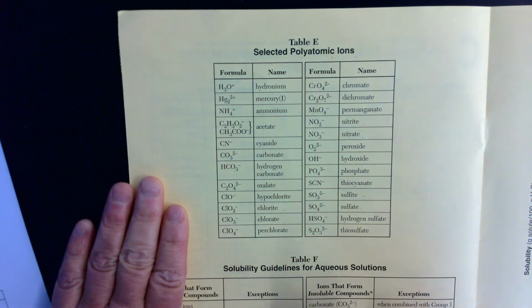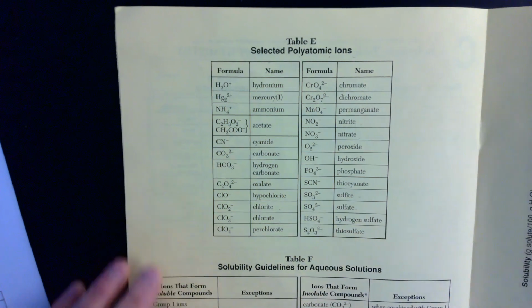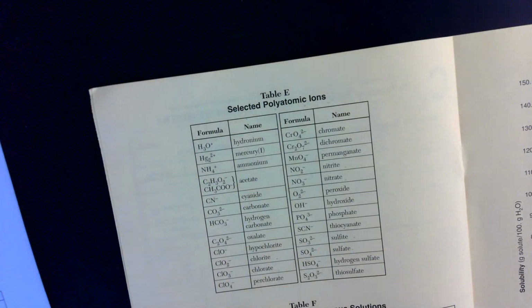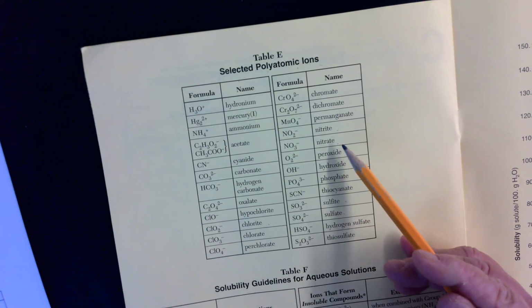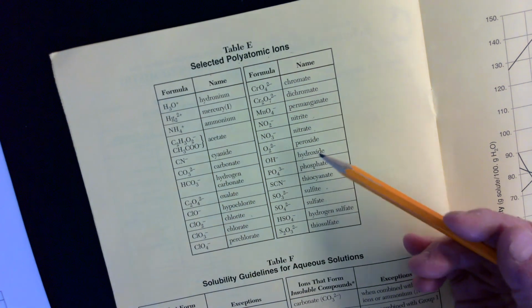So that's good news. All right, stay tuned for the next lesson where we are going to use polyatomic ions to write chemical formulas and to figure out how to name those ionic compounds.